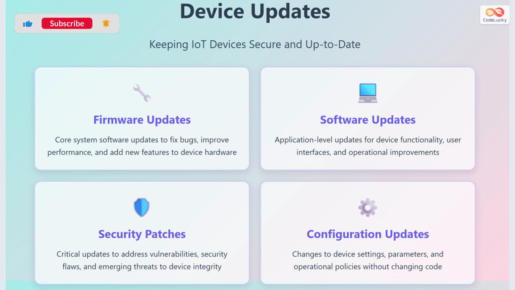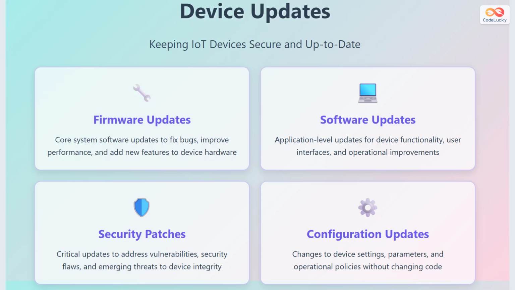Keeping IoT devices secure and up-to-date is essential for long-term operations. There are 4 main types of updates. Firmware updates modify the core system software to fix bugs, improve performance, and add new features to device hardware. Software updates focus on application-level improvements for device functionality, user interfaces, and operational enhancements. Security patches are critical updates that address vulnerabilities, security flaws, and emerging threats to device integrity. Configuration updates allow you to change device settings, parameters, and operational policies without modifying the underlying code, providing flexibility in device management.